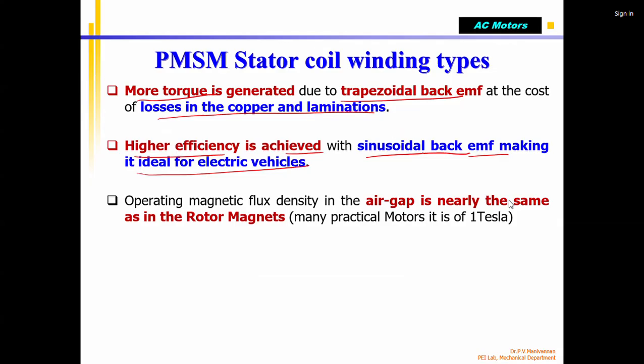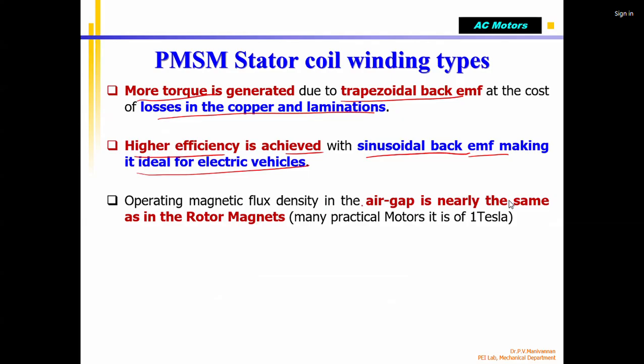So many times in electric vehicles, they use a distributed winding type of stator, which creates sinusoidal back EMF. So higher efficiency is achieved. But if I want more torque, it is at the cost of more losses, correct? The copper loss and lamination loss, the eddy current losses or core losses, are acceptable. But if I want more torque, at the cost of energy loss, you can go for trapezoidal winding.